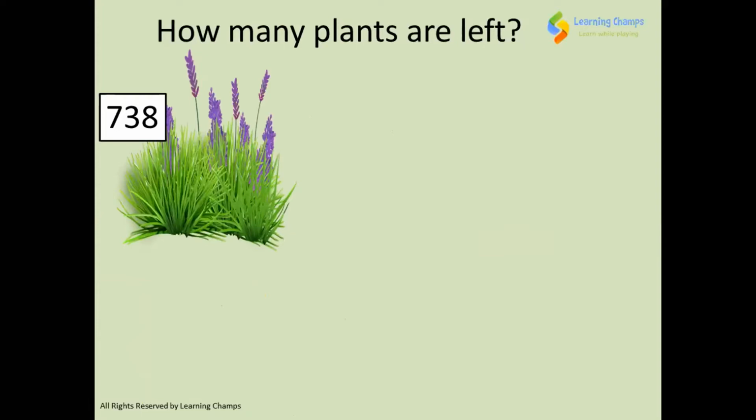Now we have 738 lavender flowers. What if we sell 22? Remember that this is not a multiple of 10. So how are we going to do this? By counting backwards. 738. First, we are going to split 22 into tens and units. 718.